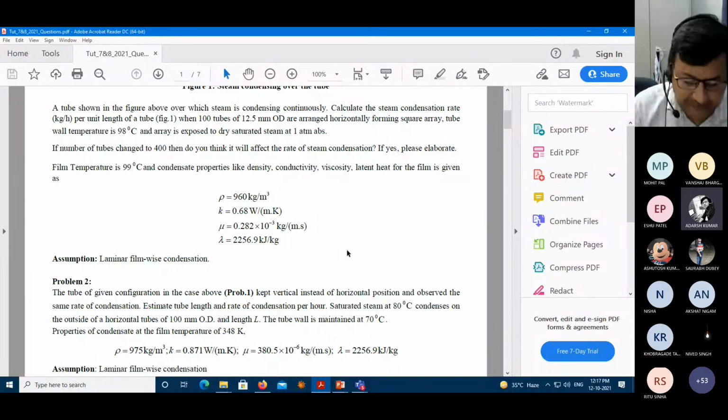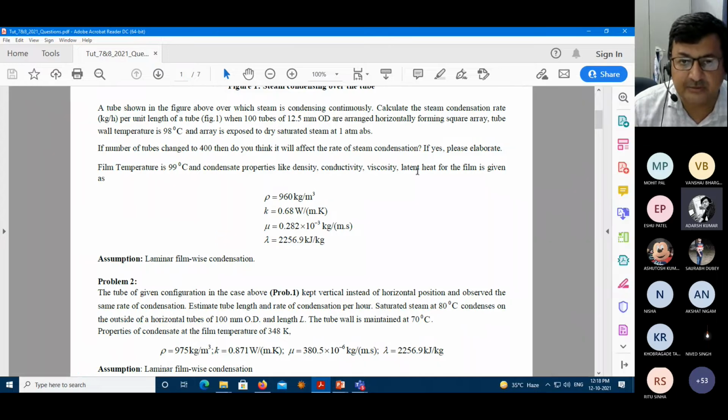So how much did you get for Q? Somewhat close to 17,600. 17,587.1. Yes. Now, what is the question that you have to answer? If the number of tubes is changed to 400, basically you have to understand what is the rate of steam condensation, right? So this is what you have to answer. What is the rate of steam condensation?